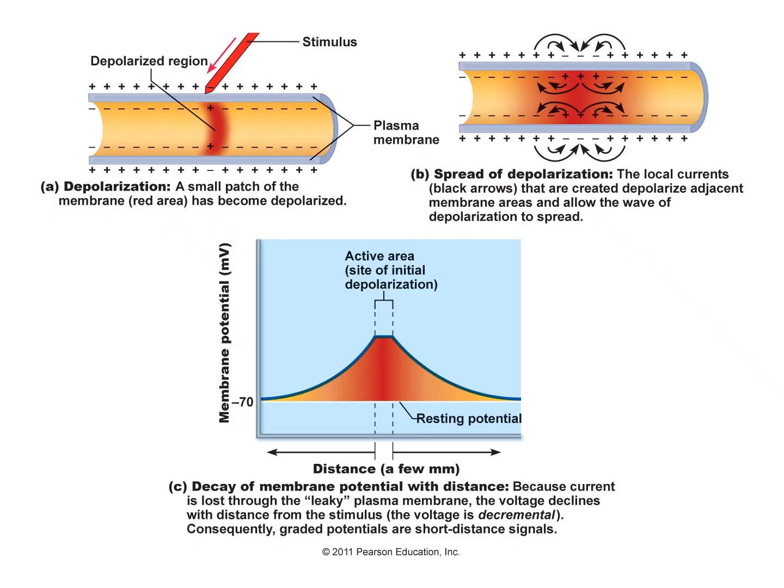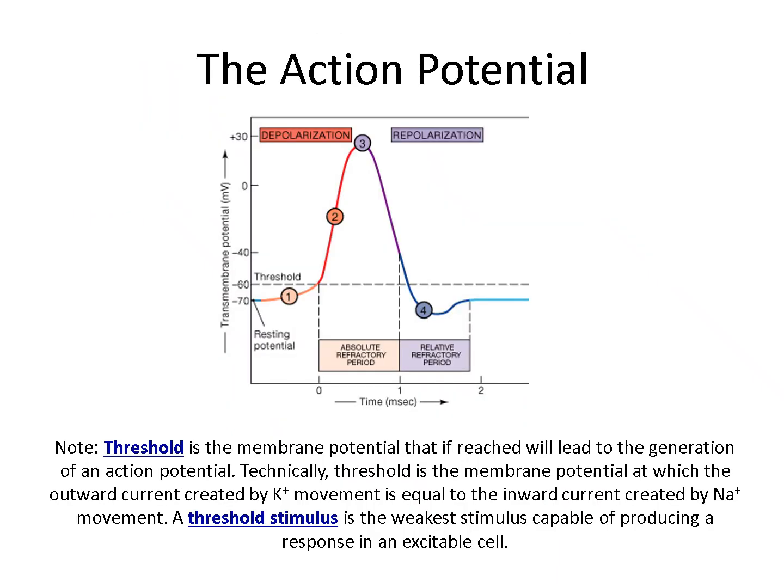Because the current dissipates quickly and dies out with increasing distance from the site of the initial depolarization, graded potentials can act as signals only over very short distances. Graded potentials are essential in initiating action potentials, which are the long-distance signals. An action potential (AP) is a dramatic, brief reversal of membrane potential with a total amplitude change in voltage of about 100 mV, seen in the diagram, a change from -70 mV to +30 mV.